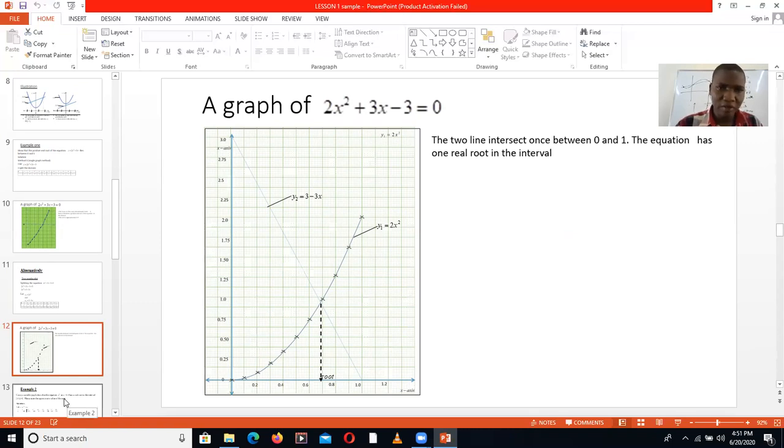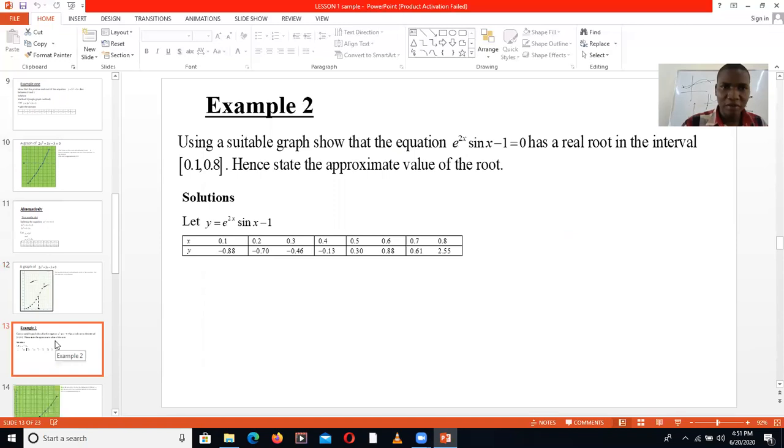Next example, they're saying use a suitable graph. Using a suitable graph, show that the equation this has a real root in the interval 0.1 and 0.8. Hence, state the approximate root. So in this question, they want you to state the root. Here I'm going to use a single graph method. They have not restricted me to use any method, but since they have given me one function, with no equal signs, I'll use a single graph method.